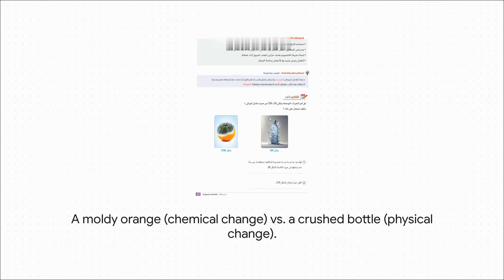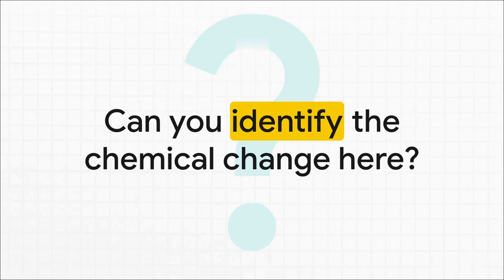All right, to leave you with one final thought, I want you to look really closely at these two objects here. On the left, we've got an orange that's gone all moldy, and on the right, a plastic water bottle that's been crushed. Both of them have obviously changed. But only one of these represents a true chemical change, where brand new substances have been created from the old ones. So, based on everything we've talked about, can you tell which one it is? And more importantly, can you explain why? Keep thinking about it, and keep an eye out for that everyday magic all around you.